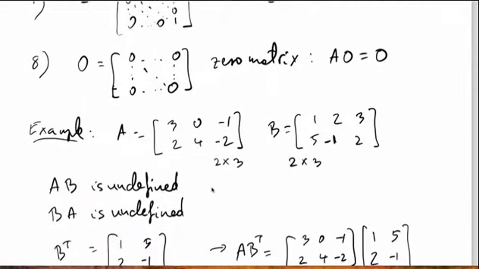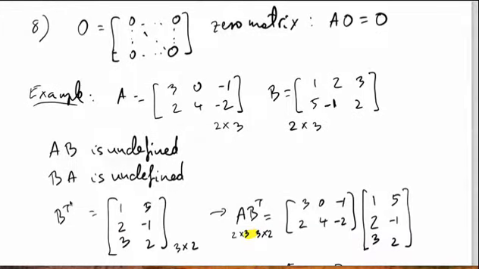Here are some examples for different multiplication. We have a 2 by 3 matrix and another 2 by 3 matrix. Notice that A times B is undefined because 3 and 2, these inner dimensions, do not match up. And B times A is also undefined because that would be a 2 by 3 multiplied by a 2 by 3. So again, the 3 and 2 wouldn't match.